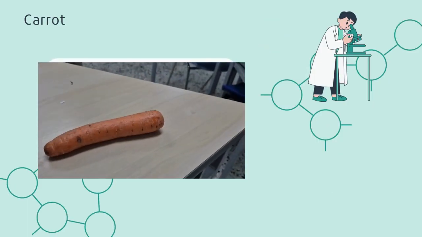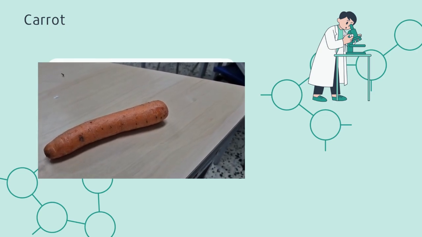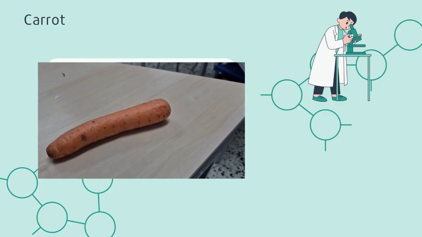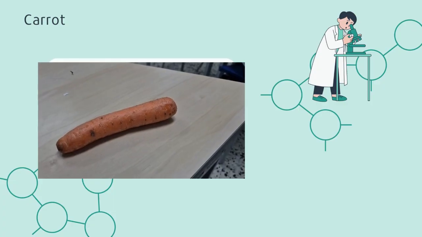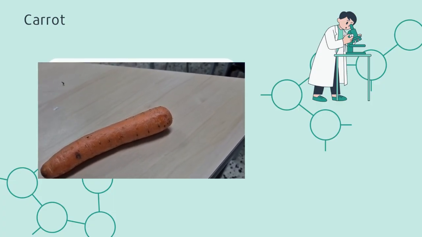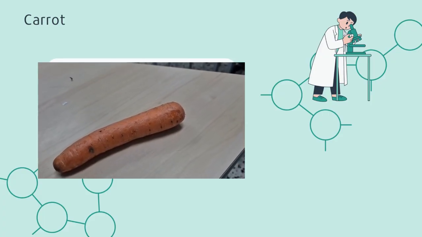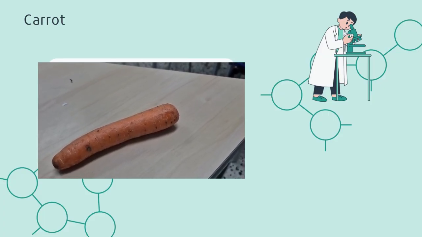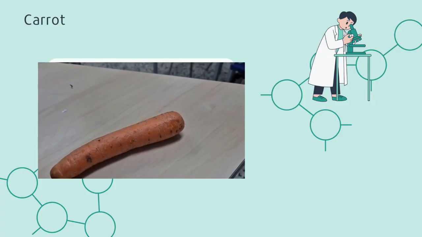Now let's talk about a carrot. The key organic compound of carrot is carotene, beta-carotene, the pigment that gives carrots their bright orange color. The IUPAC name of beta-carotene is β,β-carotene, but its full systematic name is long.